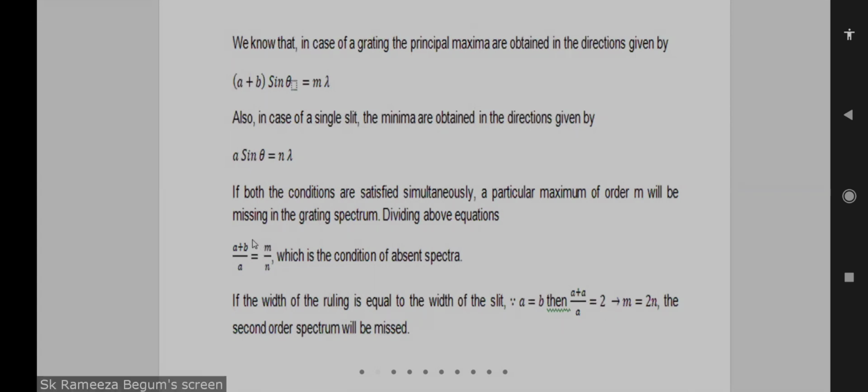Okay, so this is equal to 2, then m is equal to 2n. The second order spectrum will be missed. Okay, this is the required equation for obtaining the missed order of diffractions.